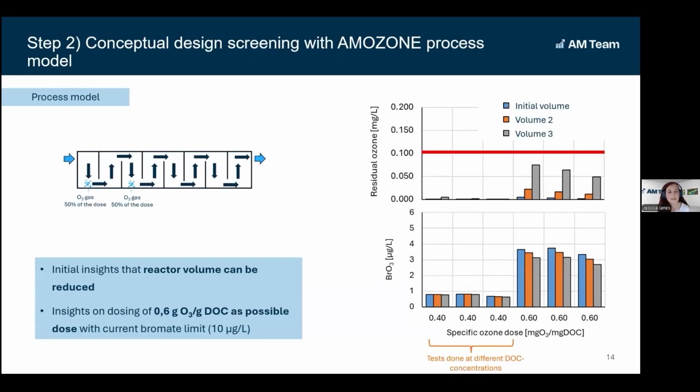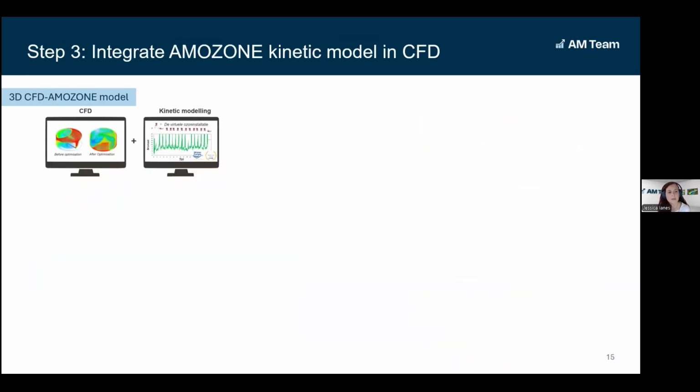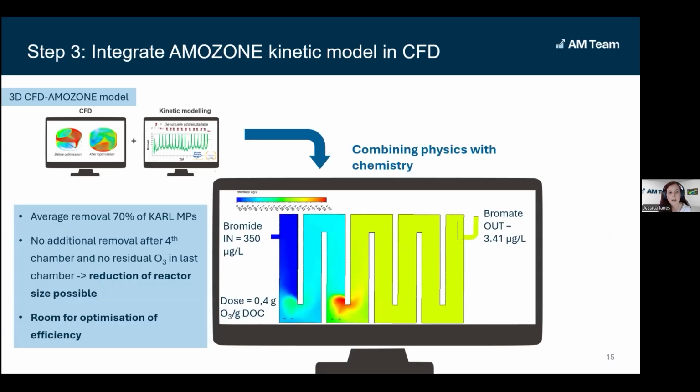And then once we move to step 3, with the CFD-AMOZONE model, we coupled the kinetic modeling of AMOZONE, that was previously calibrated on the batch test, with the CFD in order to see in detail in the space in the reactor how the different concentrations of ozone and bromide and bromate and micropollutant removal would look like.